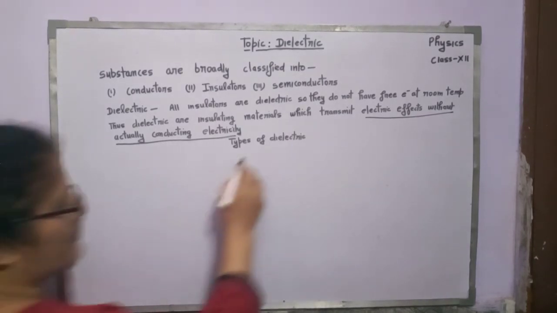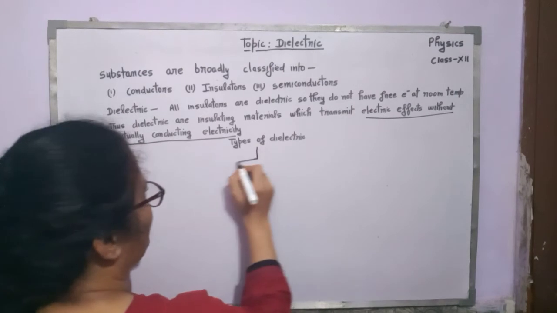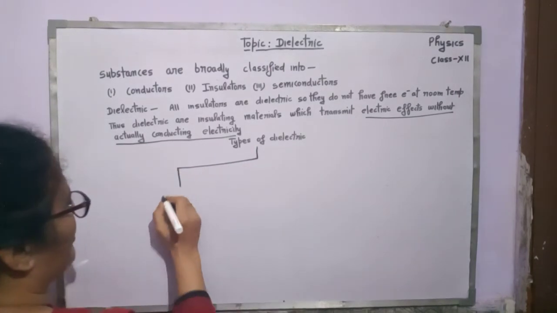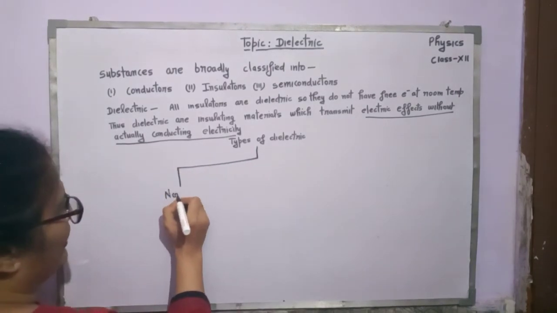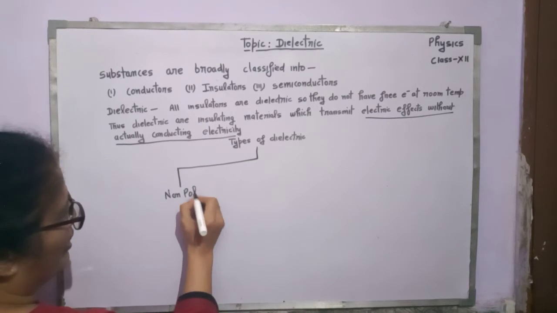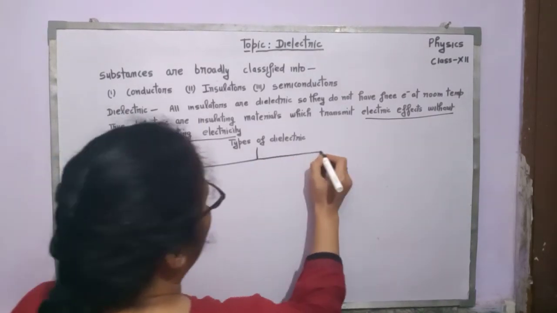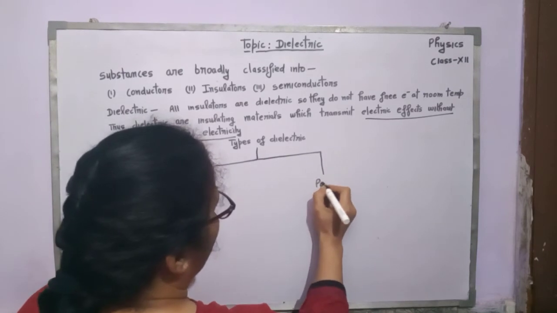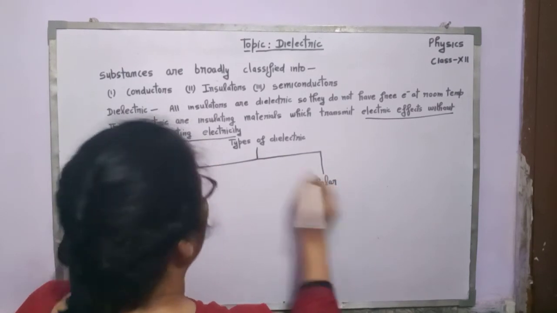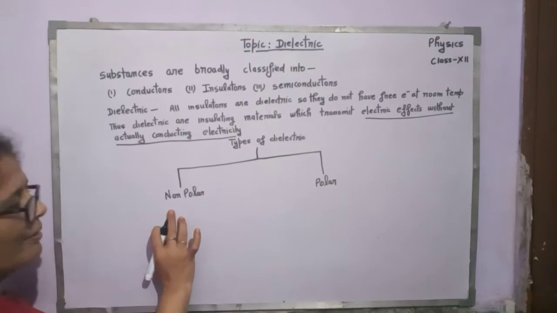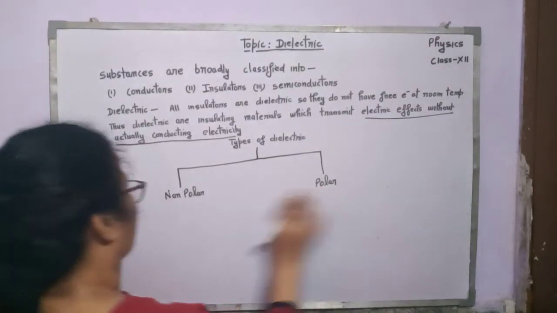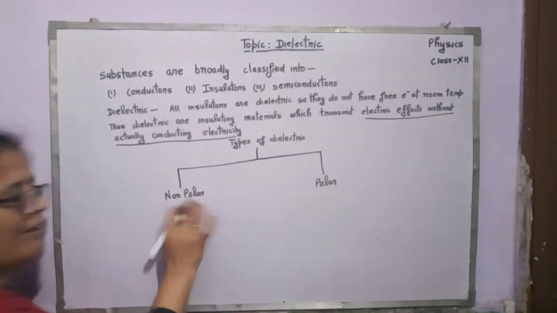Now there are two types of dielectrics. The first one is known as non-polar dielectrics, and the second one is known as polar dielectrics. There are two types of dielectrics, non-polar and polar dielectrics. What are the non-polar dielectrics?